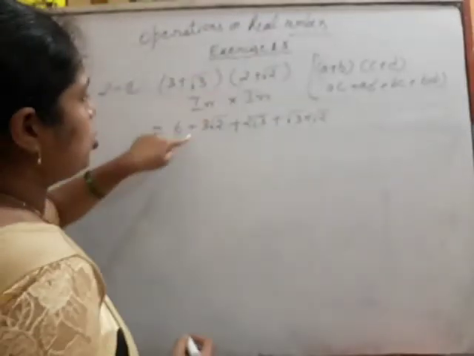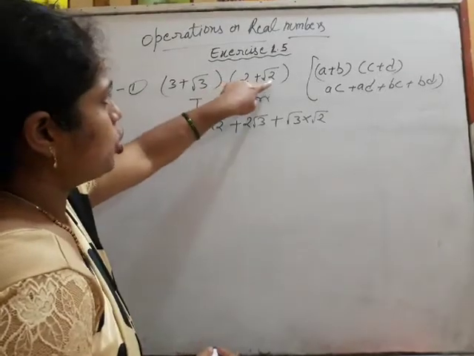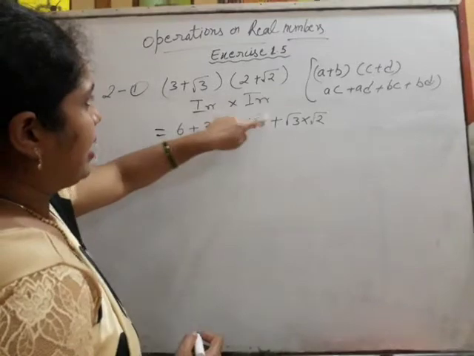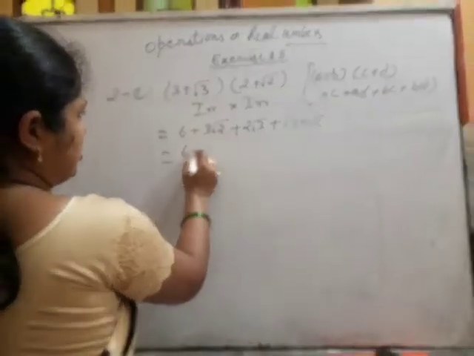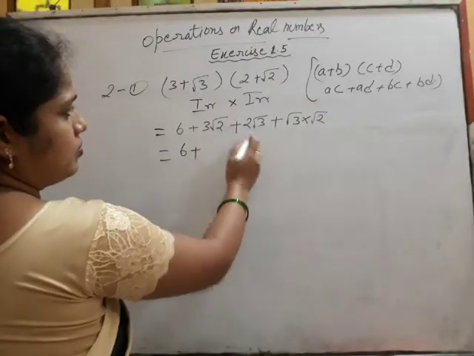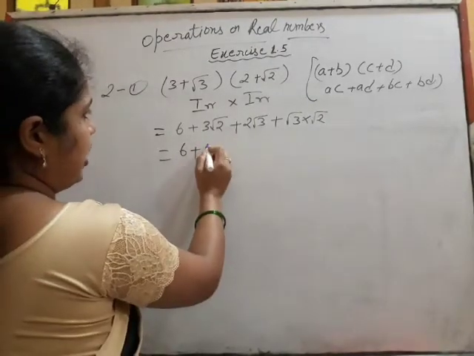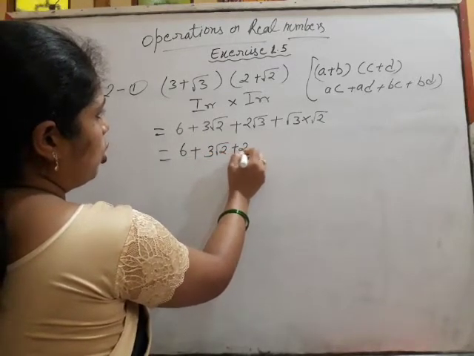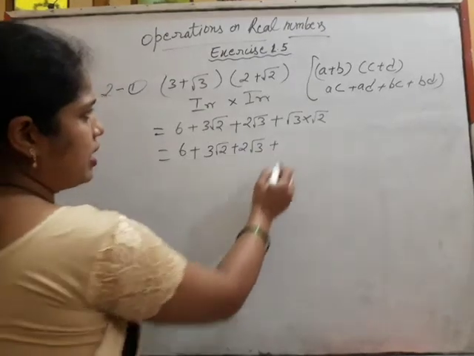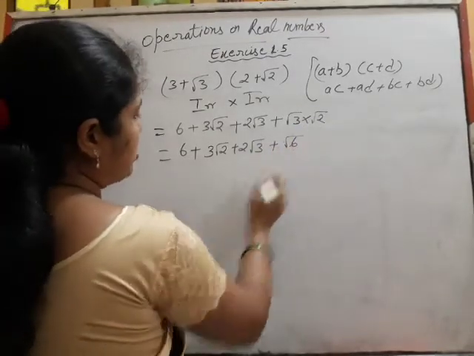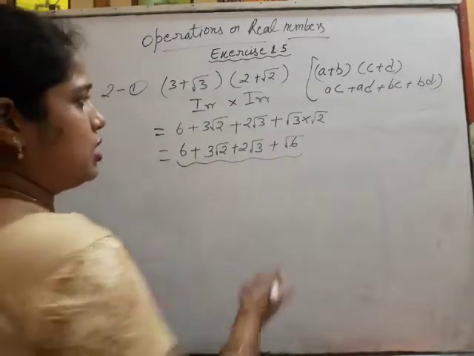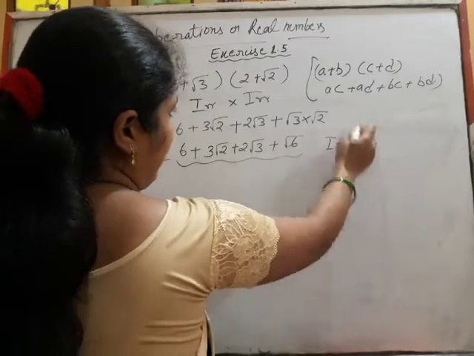3 into 2 is 6. 3 into root 2 is 3 root 2. Root 3 into 2 is 2 root 3. And then root 3 into root 2 is under root 6. They are not the same, so it stays as it is: 6 plus 3 root 2 plus 2 root 3 plus root 6. So students, what kind of number do we get? It will again be irrational.